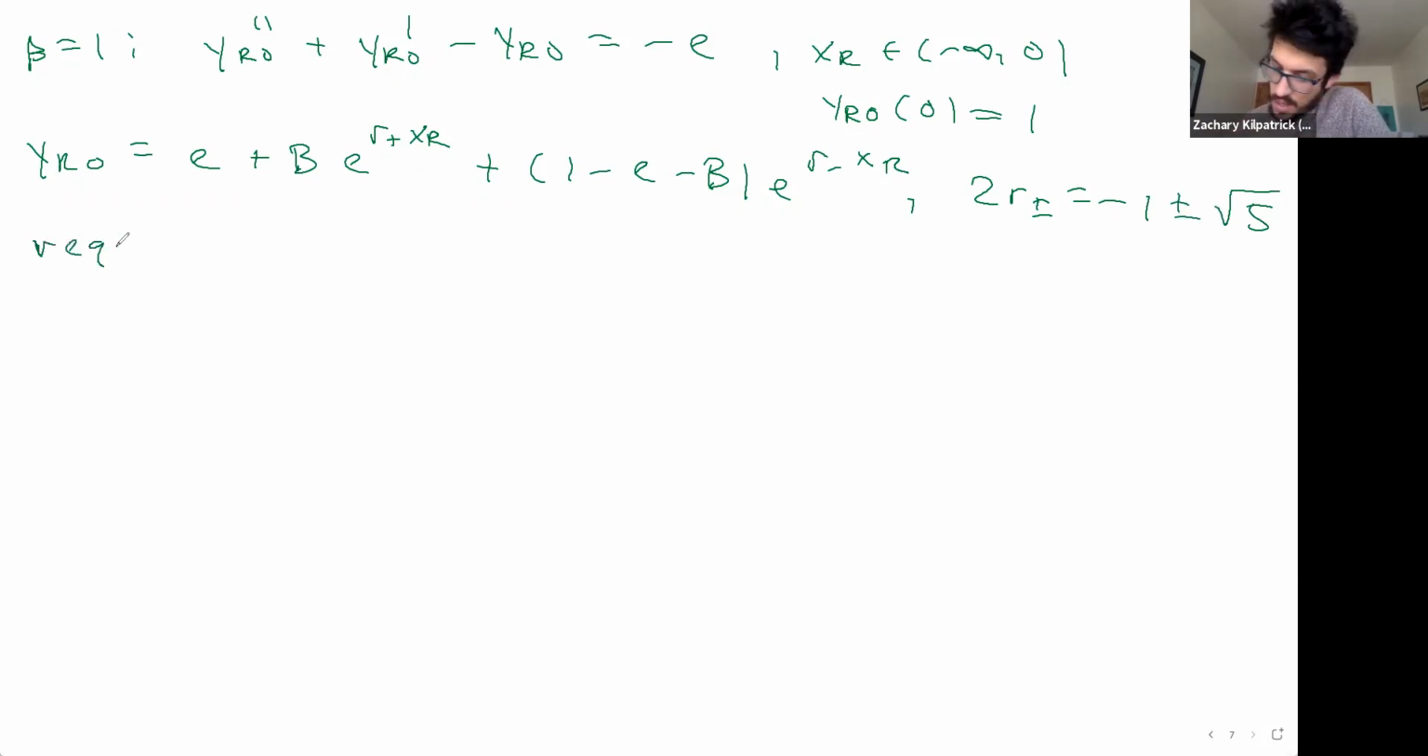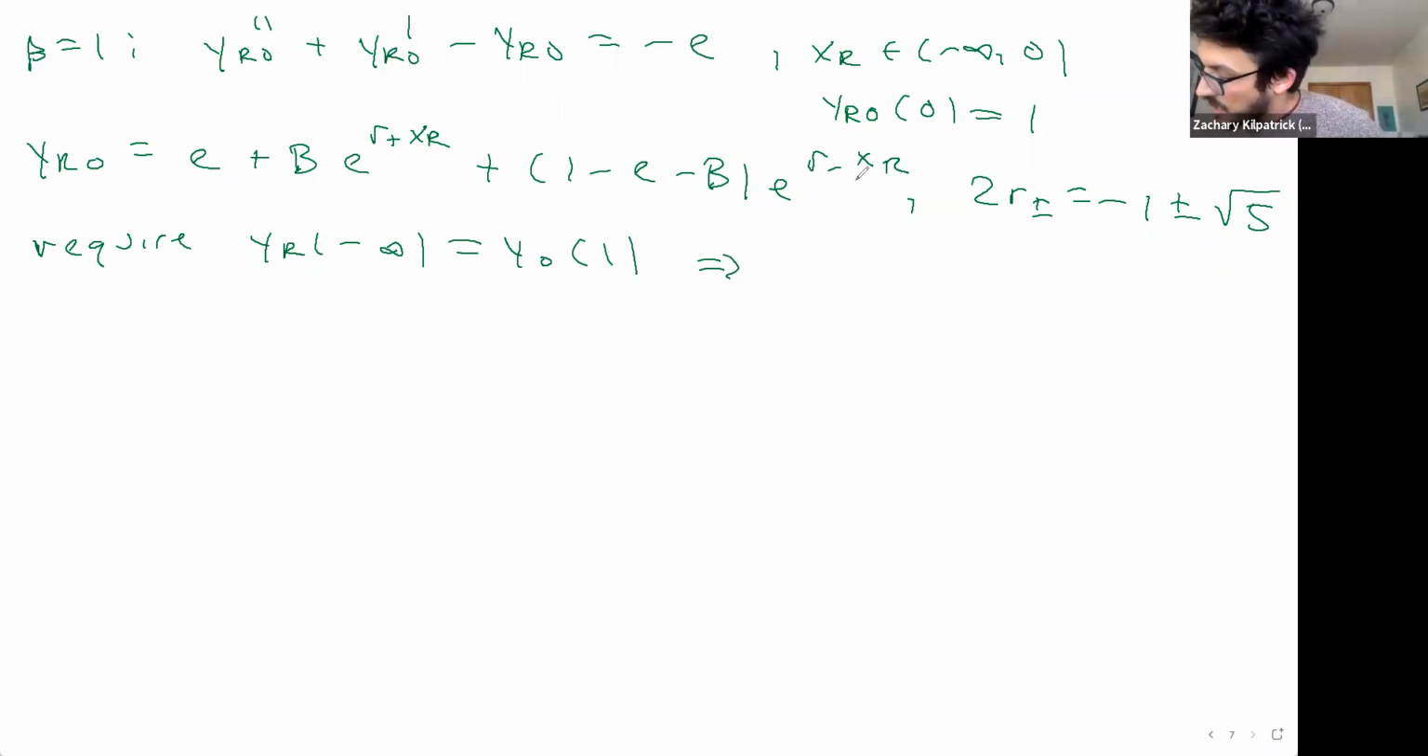We get the golden ratio in there for one of them, okay? And we require that yr at minus infinity is equal to my outer solution at 1. And this, again, because this eigenvalue here is going to be negative, as I take xr to minus infinity, this is going to blow up unless I take this whole thing to vanish. So that means that b equals 1 minus epsilon to prevent the blow up, right?